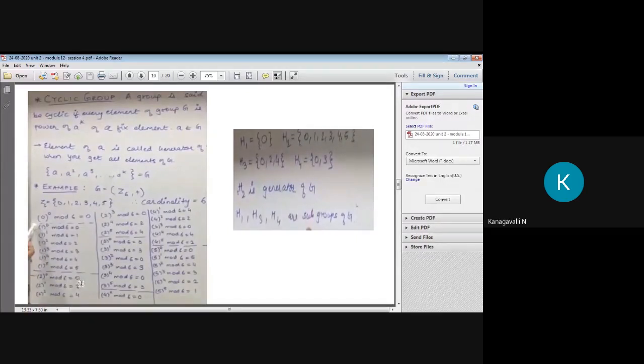Just we are solving the modulo operation, then take that integer into your group, right? Then H3, 0, 2, 4, check here 0, 2, 4. So they are repeating the 3 elements only. So 0, 2, 4 is our H3. What is the H4? Check here 0, 3, 0, 3, 0, 3. So it is having only the repeated operation 0 and 3, right? Then H2 is the generator of G.